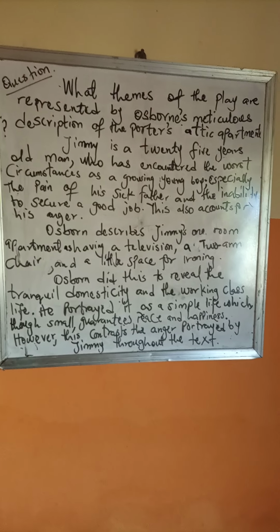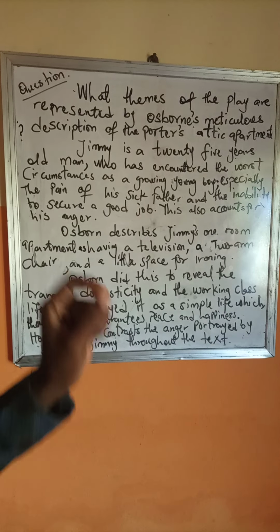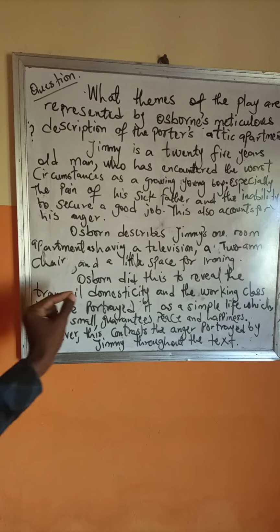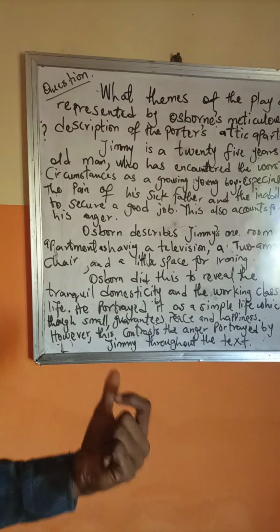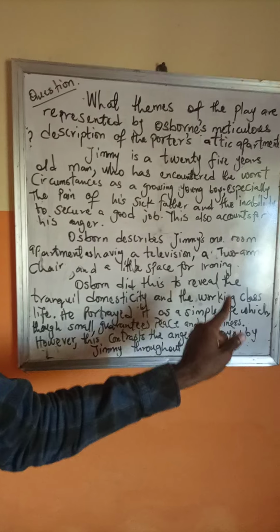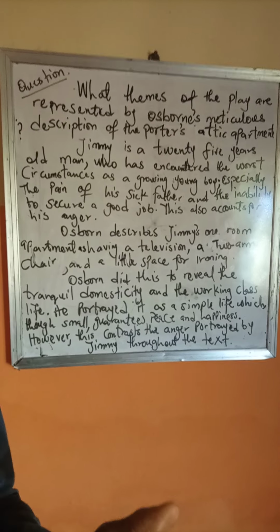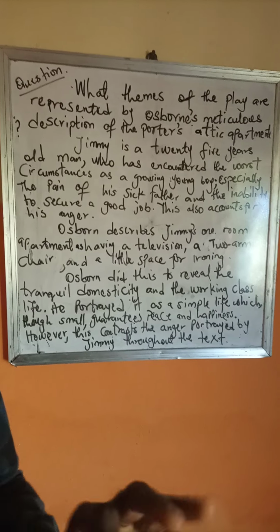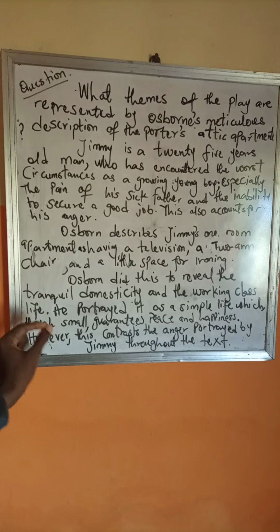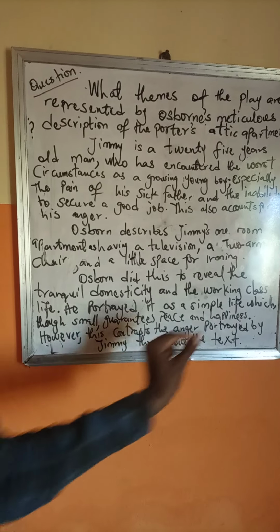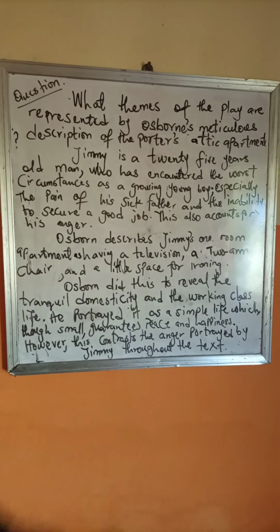So we now began to see that Osborne tried to reveal the theme of tranquil domesticity, that is, a quiet, homely life. And of course, that is the kind of house or kind of space allowed for people in the working class. He portrayed it as a simple life, which, though small, guarantees peace and happiness.